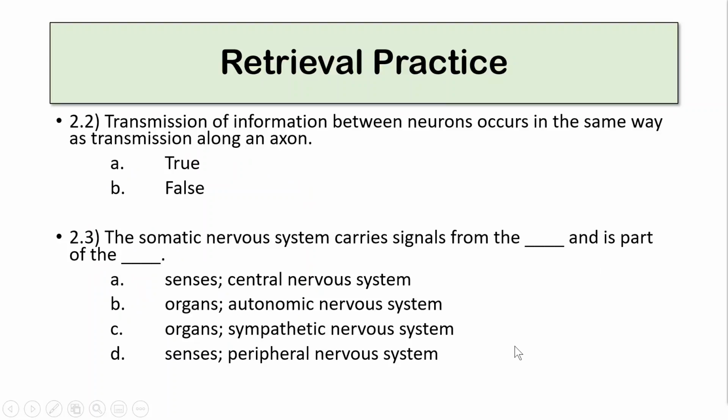Okay, that was a lot, but let's ask a couple of questions and we'll end this section. So question 2.2: transmission of information between neurons occurs in the same way as transmission along an axon. Is that true or false? And 2.3: the somatic nervous system carries signals from the blank and is a part of the blank.